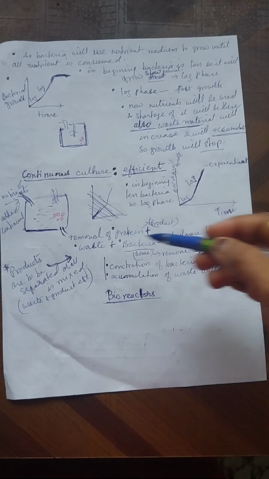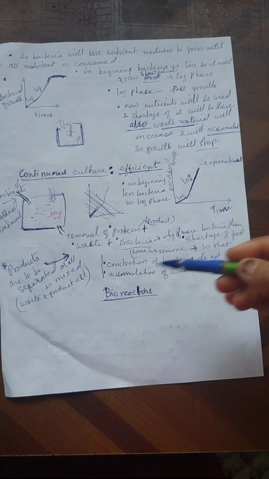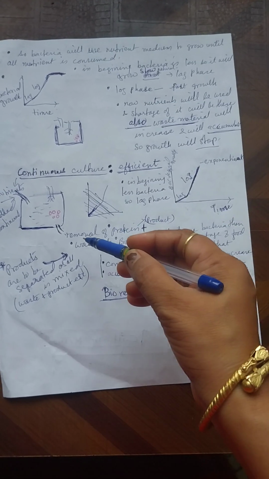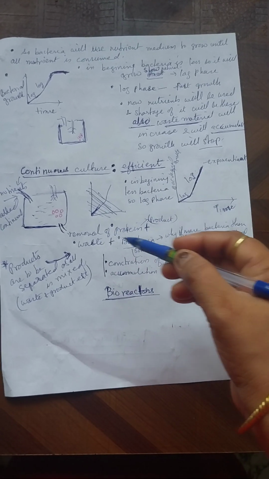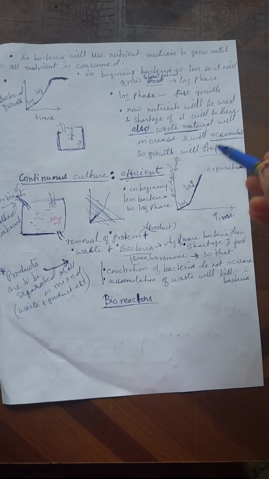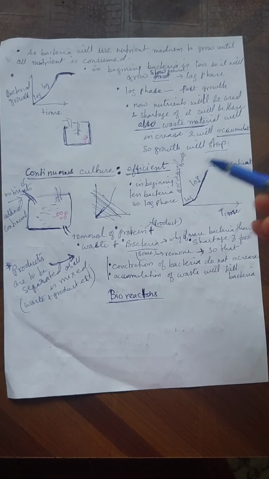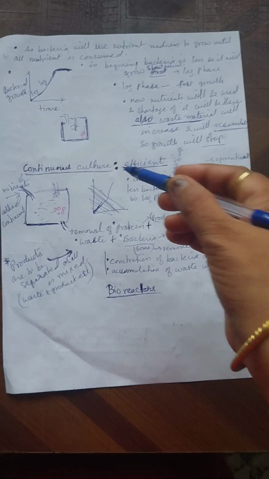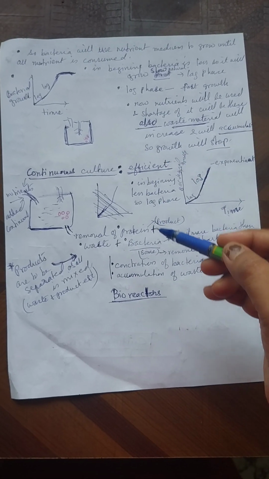If some bacteria are removed, and removal of waste is also done, the bacteria will not die, and the protein product formed by the bacteria is also removed. So exponential growth of bacteria will be there and production of protein will be continuous. Therefore continuous culture is more efficient.